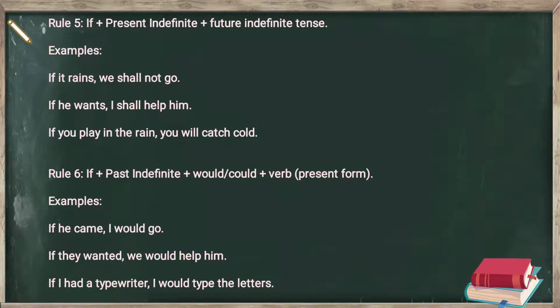If plus past indefinite, then would, could plus verb's present form. You have to remember this. The previous structure, you see, was if plus present indefinite. Here you can see if plus past indefinite. Then in future indefinite tense you have to use will, shall. Here you can use would, could and then verb's present form. That if he came, I would go.